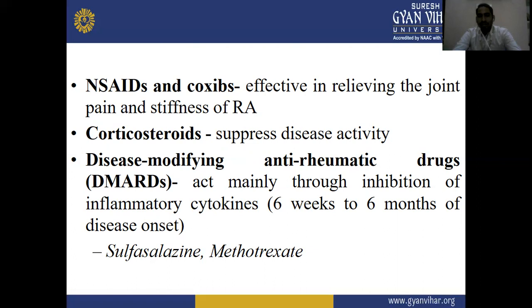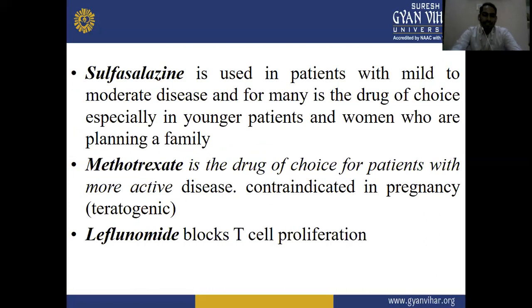DMARDs, disease modifying anti-rheumatic drugs, act mainly through inhibition of inflammatory cytokines, 6 weeks to 6 months from disease onset. These drugs include sulfasalazine and methotrexate. These are the disease-modifying anti-rheumatic drugs used in the treatment of rheumatoid arthritis.